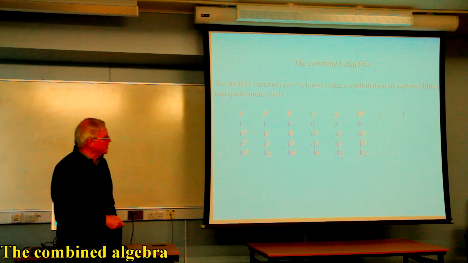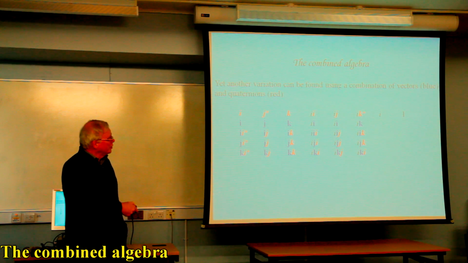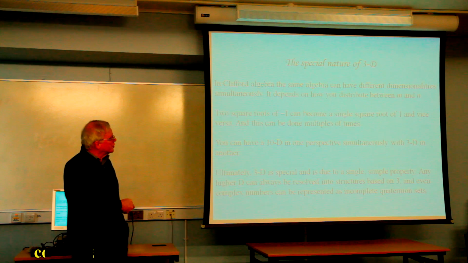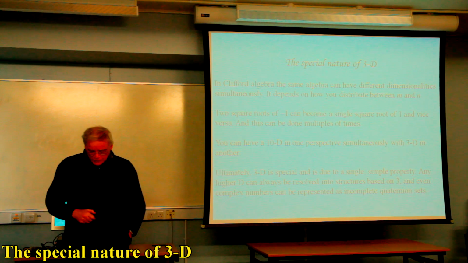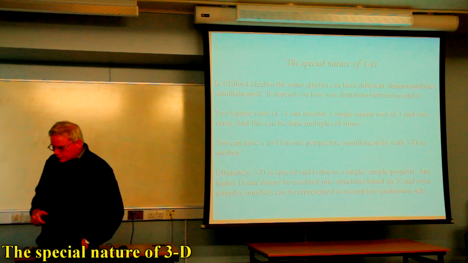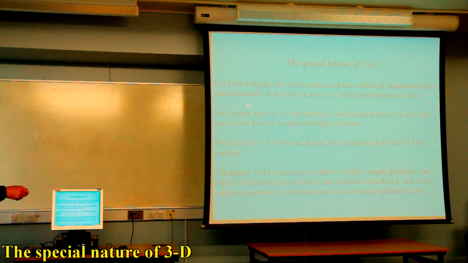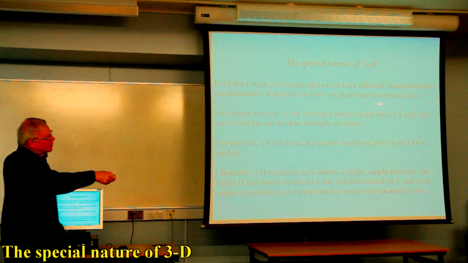Okay, so those three versions are exactly the same. In fact, this is the one I am most interested in, but those three are the same. Now, I was going to say that the same algebra can have different dimensionalities. This is a very interesting aspect of Clifford algebra, that the same algebra can have different dimensionalities simultaneously. It depends how you distribute between m and n.